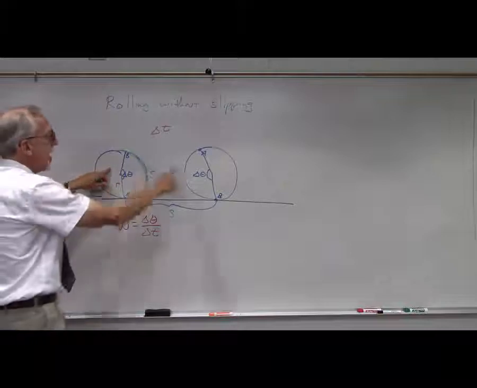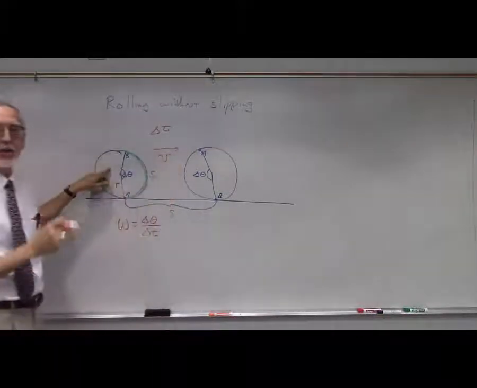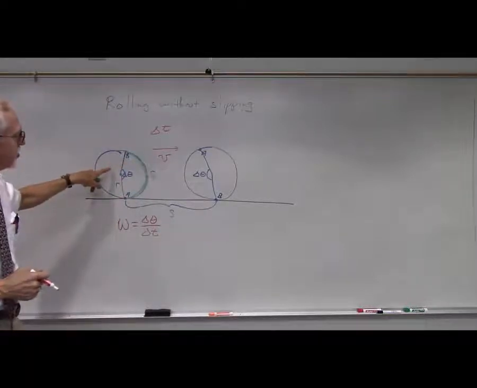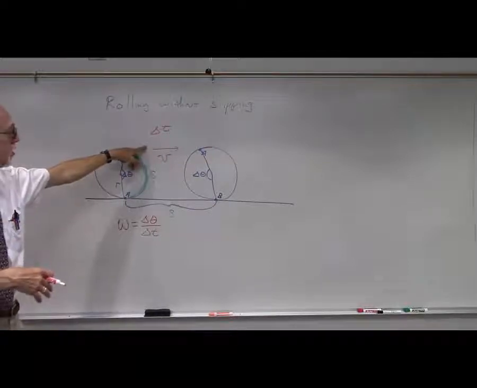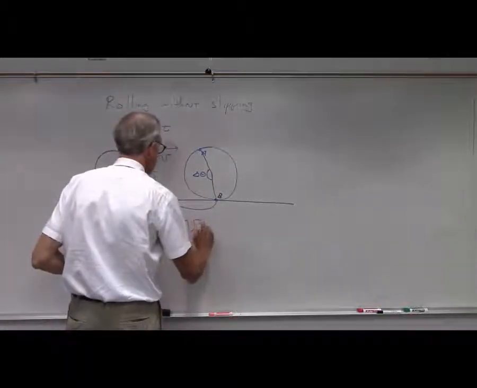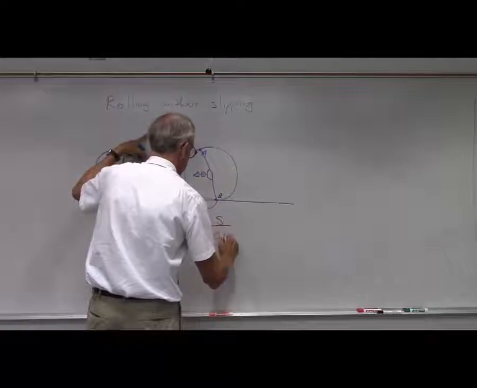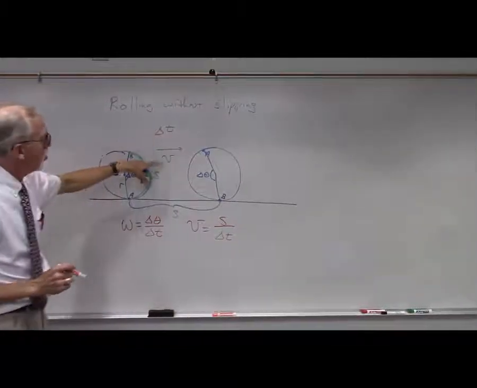Now, how fast is this wheel moving? How fast in a translational direction is it moving? V. Well, it's going to be the distance traveled over the time. Well, how far has it traveled? It's traveled a distance s. So we know V is equal to S over delta t. Okay? Now, one more thing.